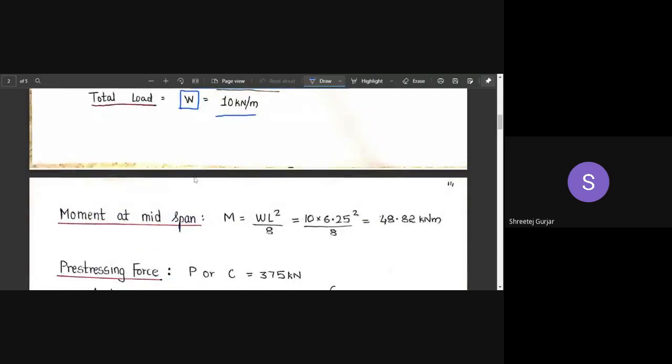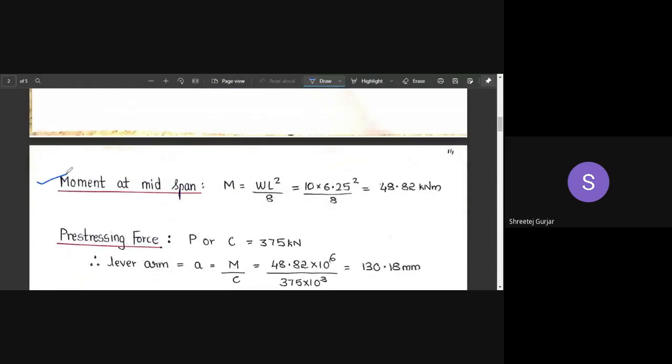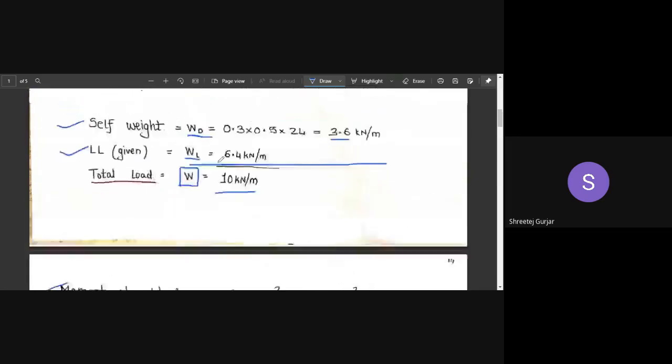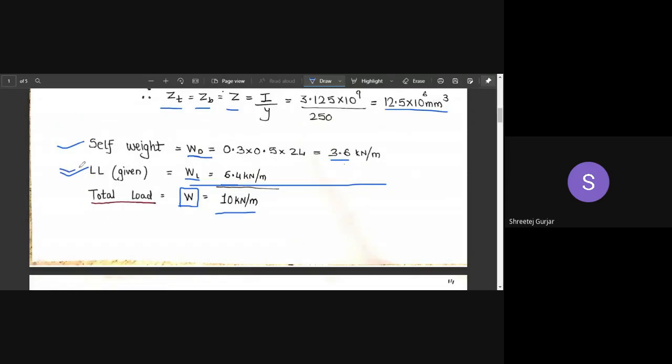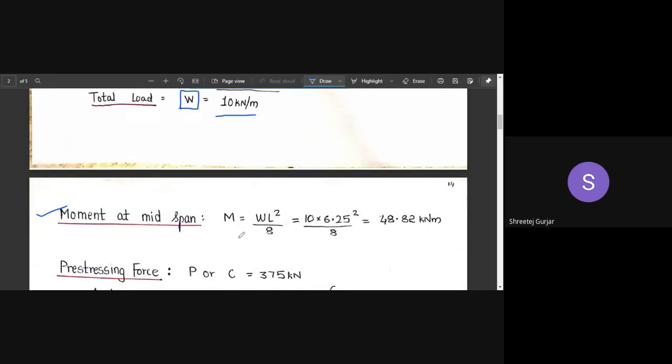Now we can go ahead with the calculation of your moment. After you calculate load, you calculate your moments. Because this is a simply supported beam and we have a UDL, live load is also UDL, and self weight obviously acts like a UDL, you can calculate at midspan using this formula, WL squared by 8. W we have calculated as 10, span is 6.25, divided by 8. So you get your moment, represented as capital M.